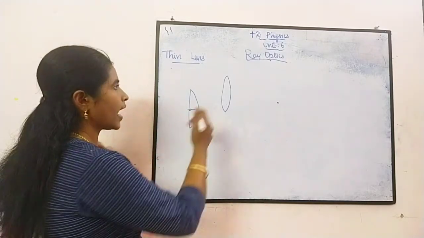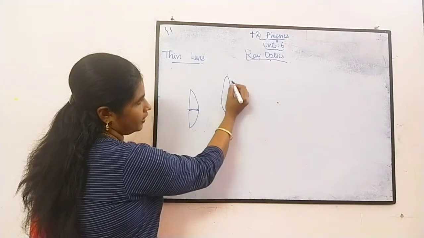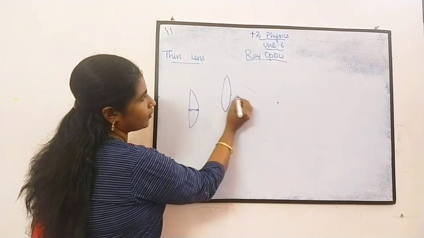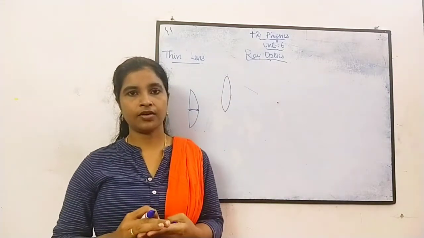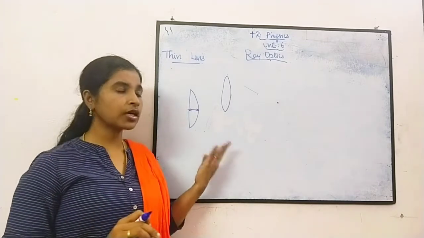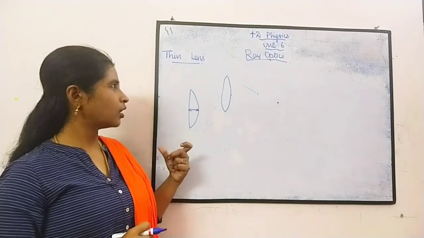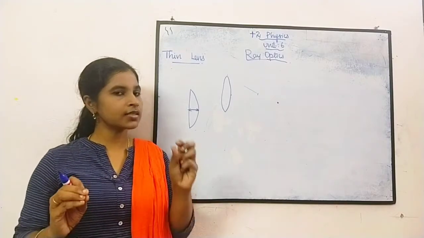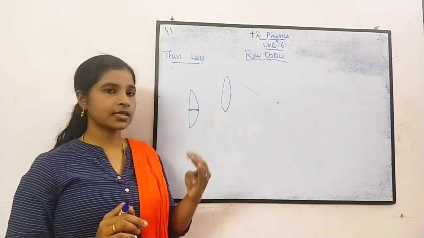Since it has two surfaces, it will have two centers of curvature. If we take this surface, it will have a certain center of curvature, and on this side it will have another center of curvature. So two centers of curvature are there, and if two centers of curvature are there, two radii will be there. This is a small intro about the lens. Now let us discuss one by one.